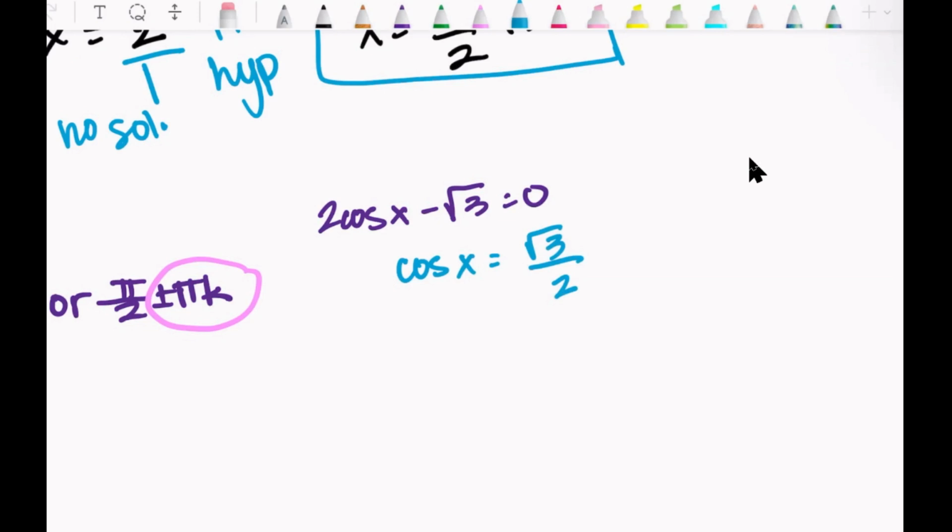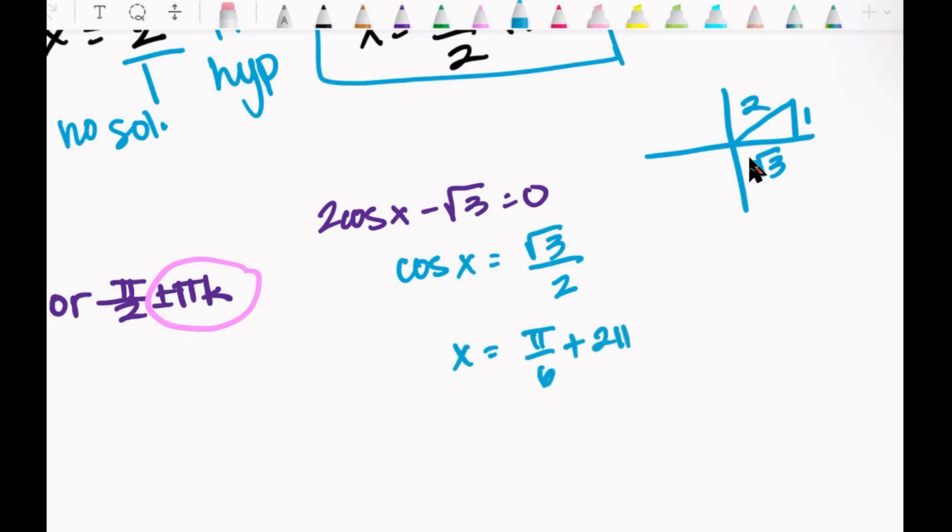And then some of you again are like, oh, Ms. Johnson, that's my 30, 60, 90 triangle exactly. So again, I don't really use cosine inverse if I don't have to. Cosine is going to be root 3 over 2. So this is root 3 and this is 2. So this is 1. So this is pi over 6. So x is pi over 6, right? Plus again my 2 pi k.